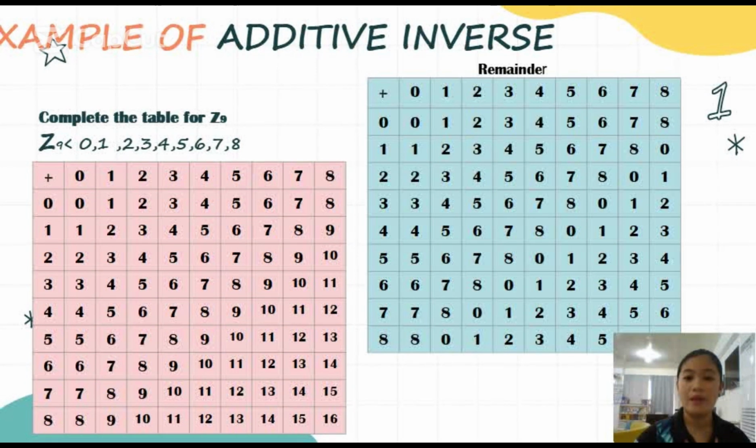So, diri para makuha na ang iyang remainder. So, same process. I-plot lang na ang addition sign. Then, 0, 1, 2, 3, 4, 5, 6, 7, 8. So, same here. Plot lang ni na. So, para makuha na ang iyang remainder.